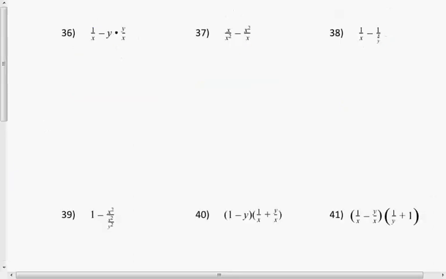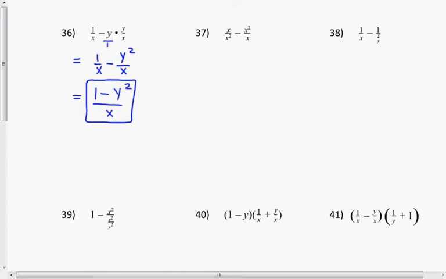In number 36, again, multiply before I can subtract. So I have 1 over x minus y squared over x, which can be rewritten as a single fraction, 1 minus y squared over x. And at this point, I could factor the numerator, but there wouldn't be any common factors that would cancel, so it's not necessary to factor that. Numerator wouldn't allow us to simplify that fraction any further.